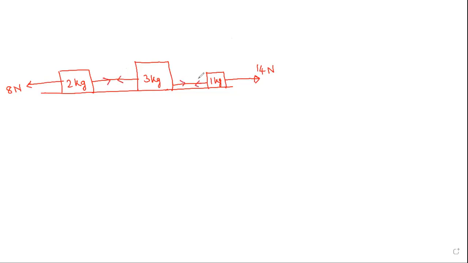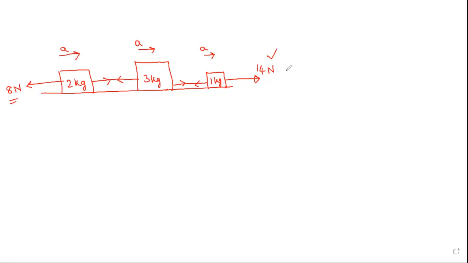And how do you solve such kind of problems? As we had done in the last problem of connected bodies, here we also would assume that because the bodies are connected, the acceleration of each body would be the same. I am drawing the acceleration towards the right side. The reason is that there is more force towards the right. This is a 14 Newton force, and this is a smaller force of 8 Newton. So these three bodies connected with each other would move towards the right.